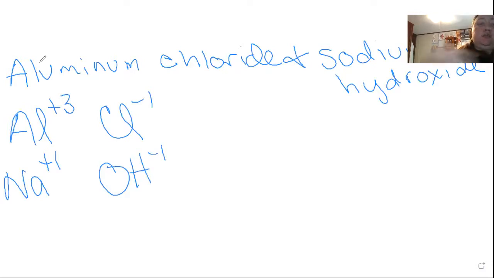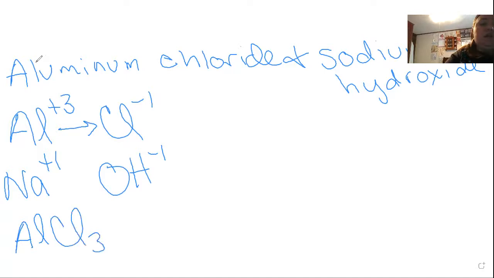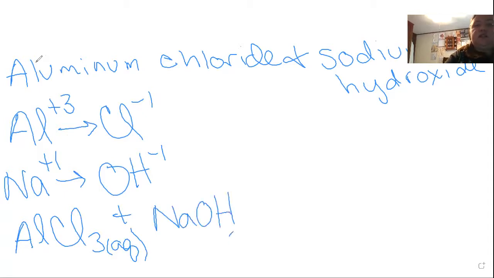So we've got aluminum with chloride for the reactant, so that's going to be AlCl3. And again, your reactants are always aqueous in aqueous precipitation reactions. And then you have the NaOH. Na is a plus 1, OH is a minus 1, so it is in fact NaOH.